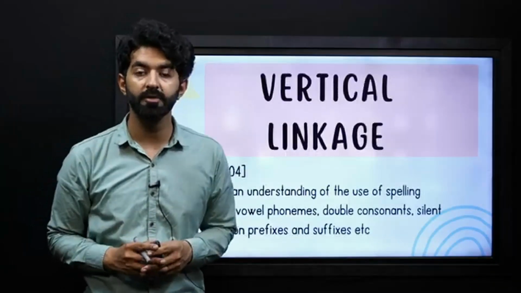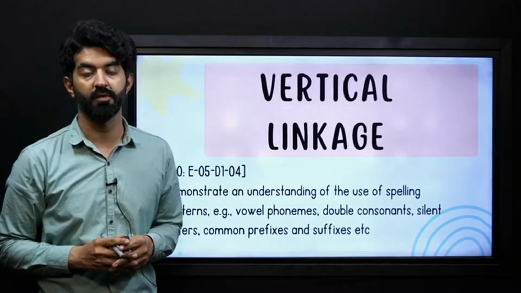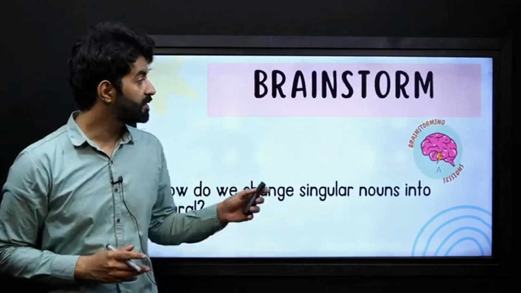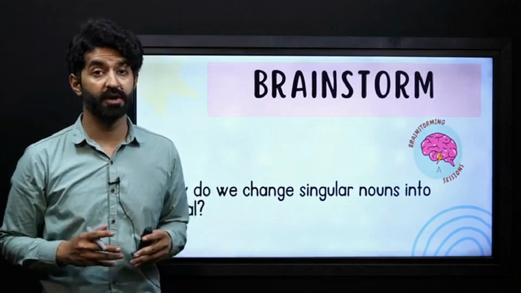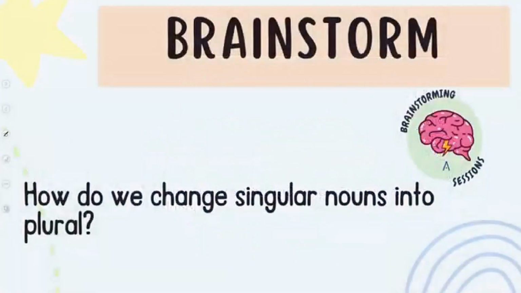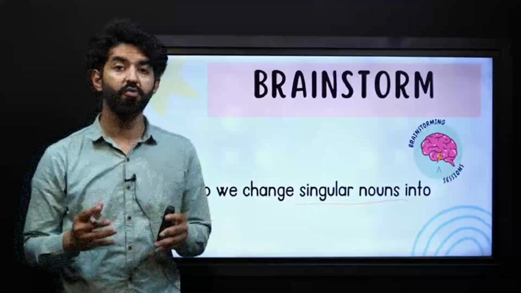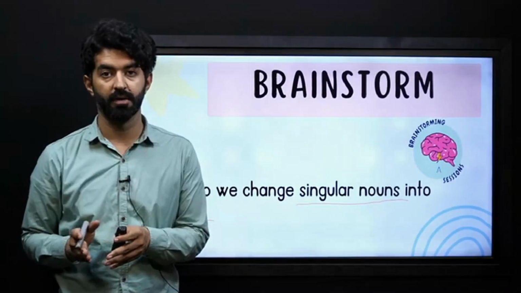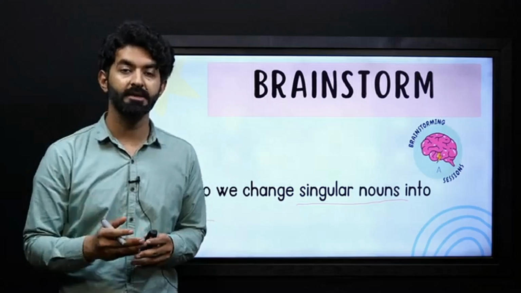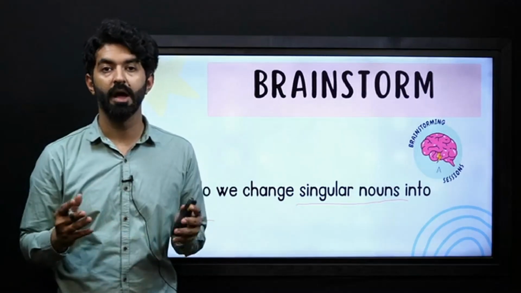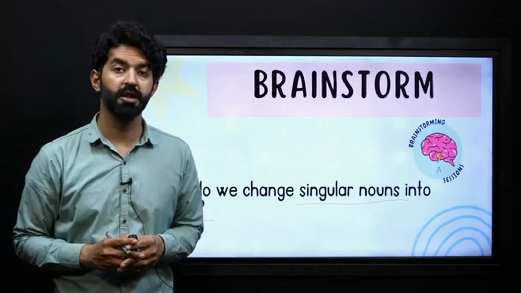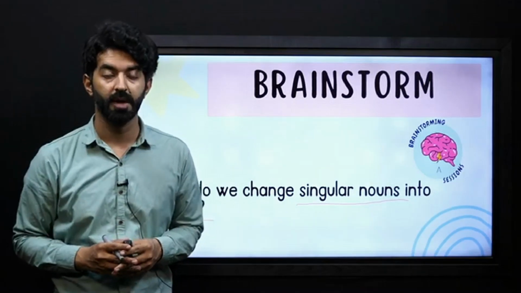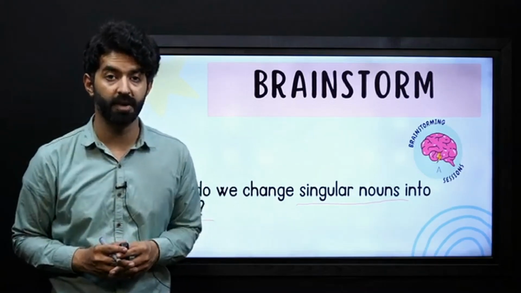Here is a vertical linkage of this SLO with the previous one that you have already covered. So my dear learners, here is today's brainstorming session activity. It says, how do we change singular nouns into plural? I hope that you know this very well. Try to recall how you change a singular noun into a plural noun. Yes, by adding S, by adding IES, and some other rules which we follow to change singular nouns into plurals. I hope that you did a good brainstorming session today.